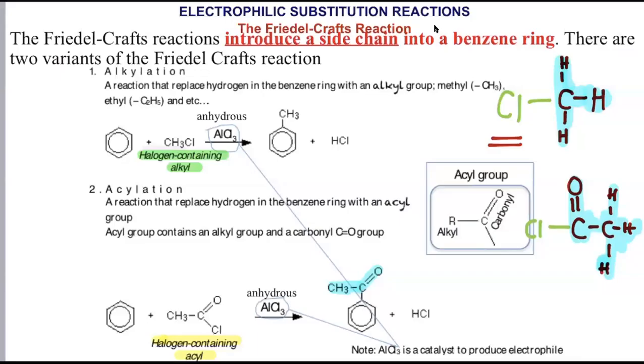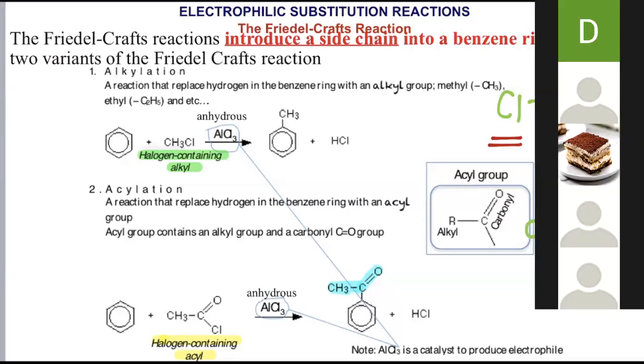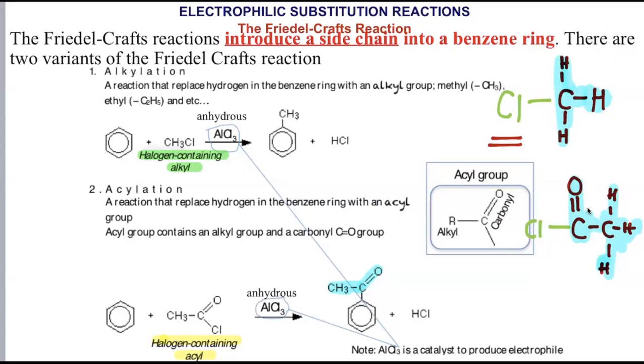Basically, Friedel-Crafts reaction is when you want to introduce a side chain into a benzene ring, okay? So this is the basis of an electrophilic substitution reaction. The idea is you want to attach something to the benzene. For halogenation, you want to attach halogens to the benzene ring. For nitration, you want to attach the nitro group, the NO2, to the benzene ring. For alkylation, you want to attach the alkyl group onto the benzene ring.